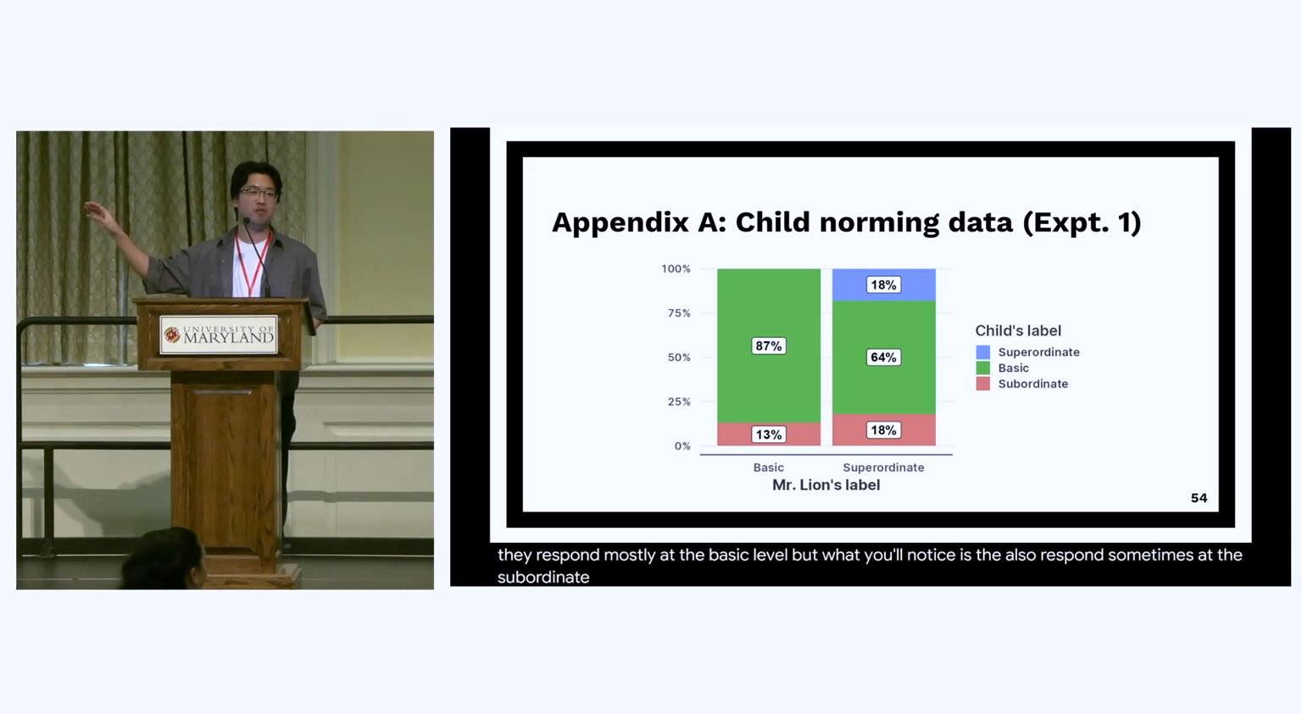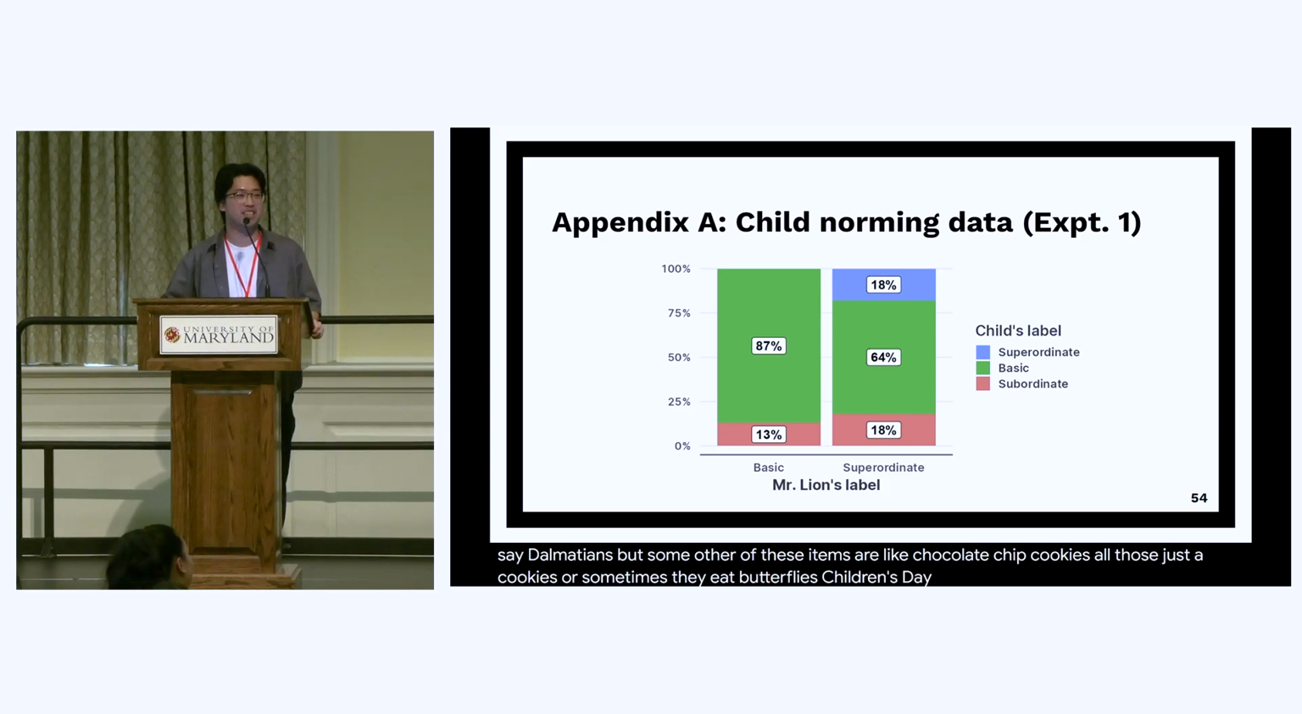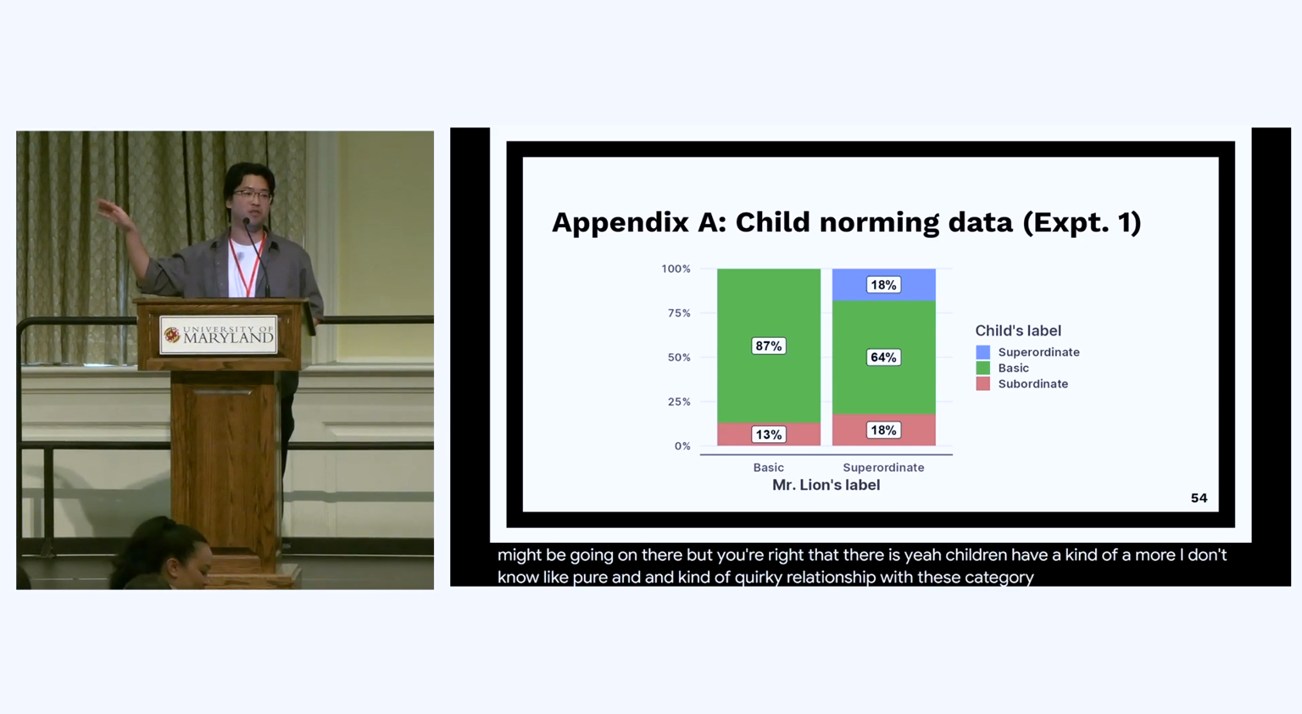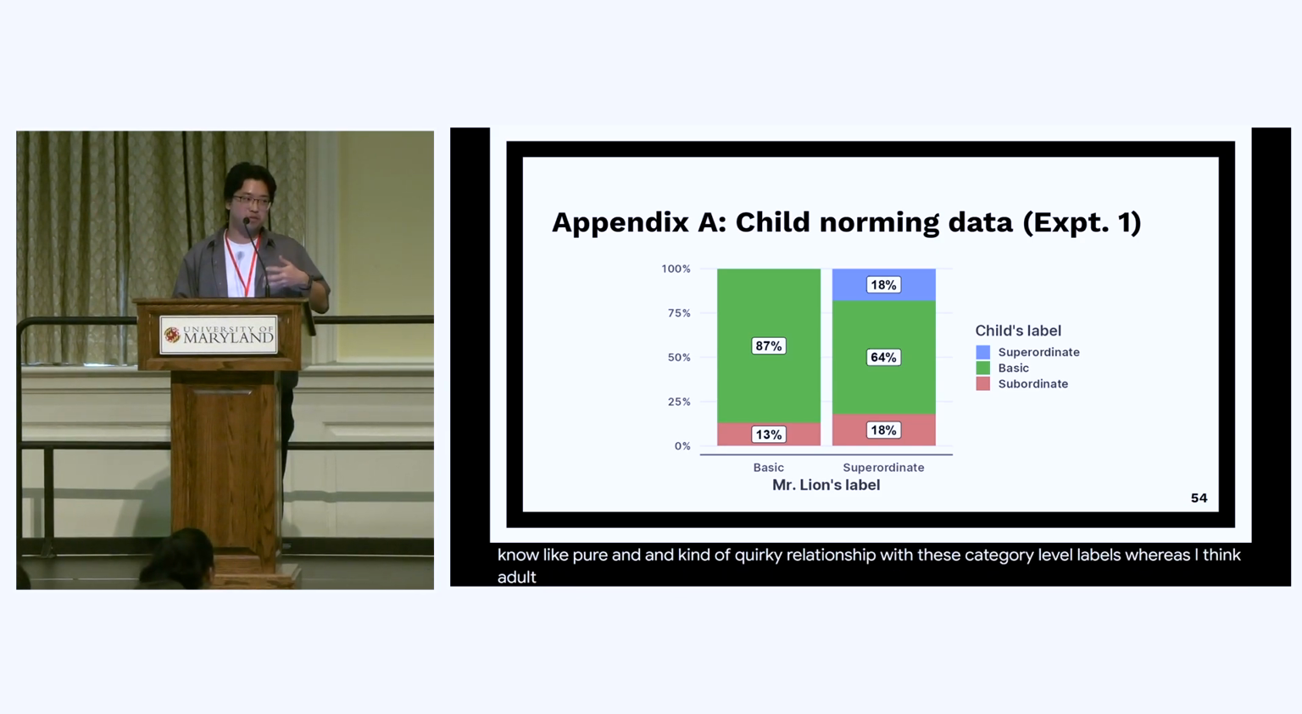but what you'll notice is they also respond sometimes at the subordinate level, which might not seem surprising, but for adults, they never do that. They sometimes say Dalmatian, but some other of these items are like chocolate chip cookies. Adults just say cookies, children say chocolate chip cookies. Or sometimes they see butterflies, children say monarch butterflies. Adults never say that. So I think there is something interesting going on there. We didn't exactly look at what might be going on there, but you're right that children have a more pure and quirky relationship with these category-level labels, whereas I think adults might be tempted to just dismiss it as, oh, everything happens at the basic level. I want to push back against that very slightly, although I mostly agree.